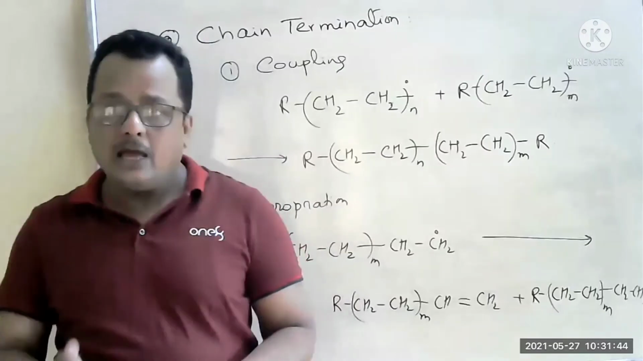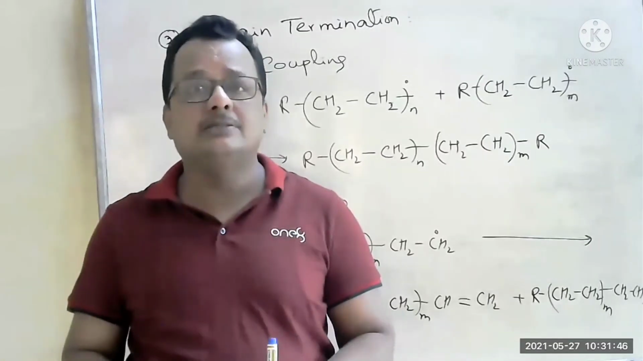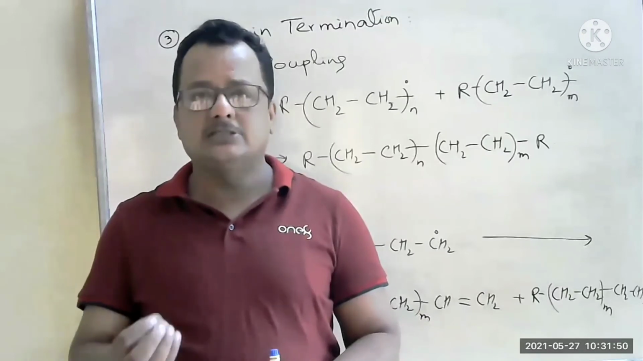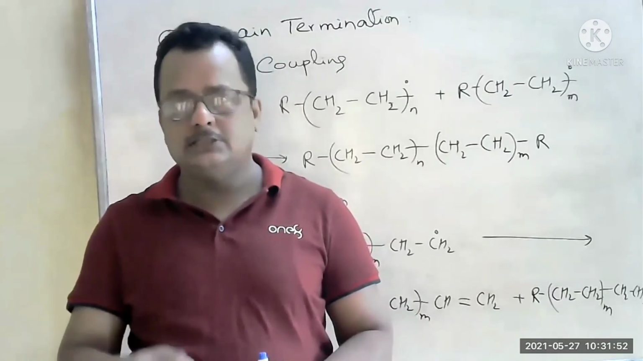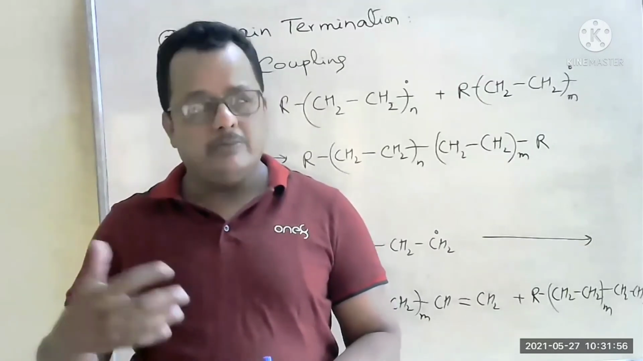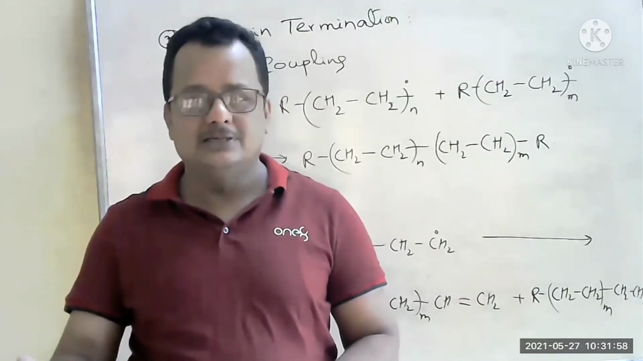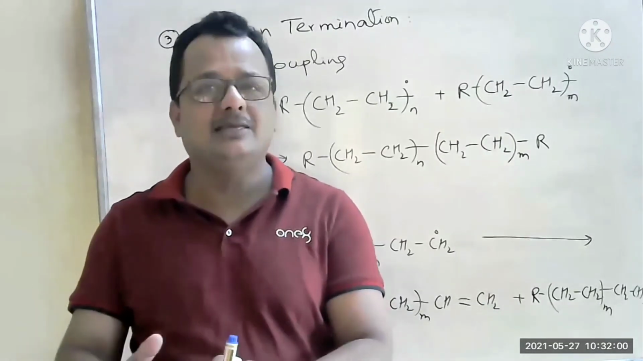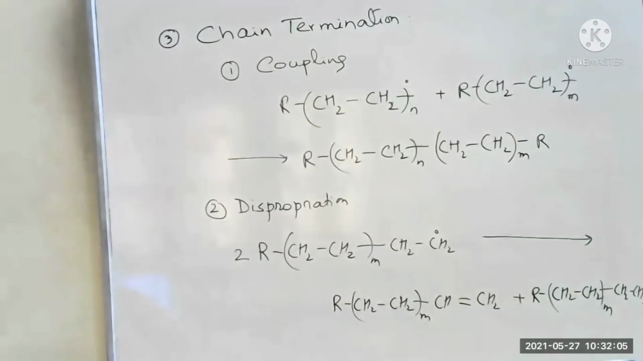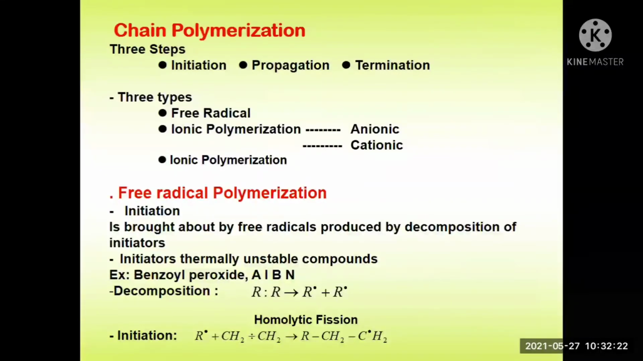So here I have discussed how addition polymerization takes place through a free radical intermediate, and it involves three steps, that is chain initiation, chain propagation, and chain termination. Now I will go to the PowerPoint to show you the same thing. Okay, here this is the PowerPoint.